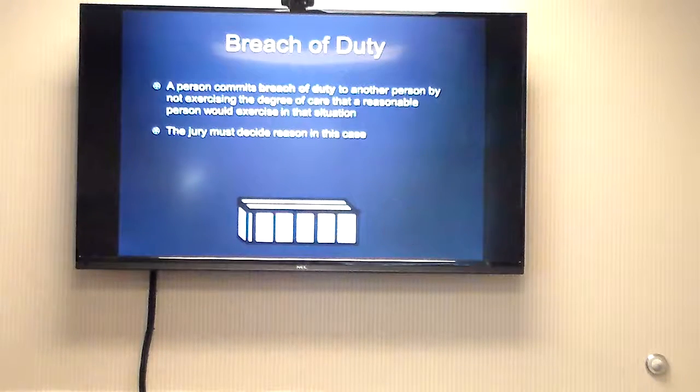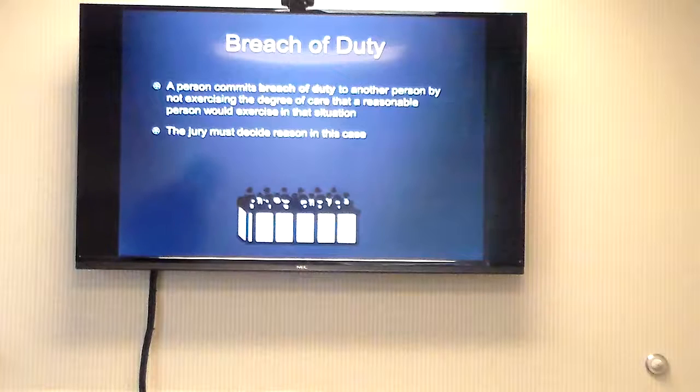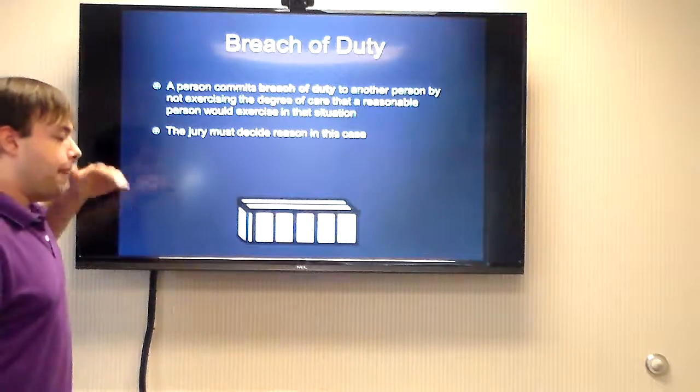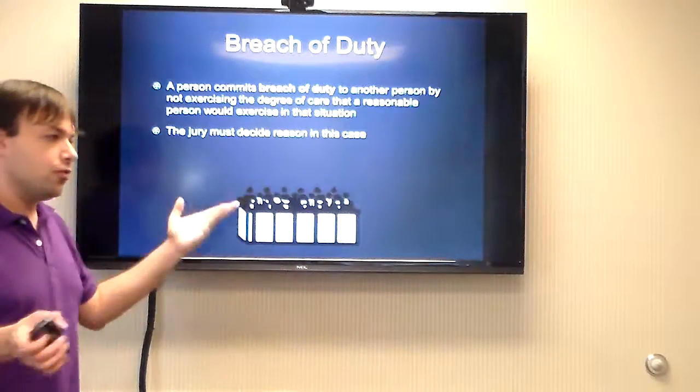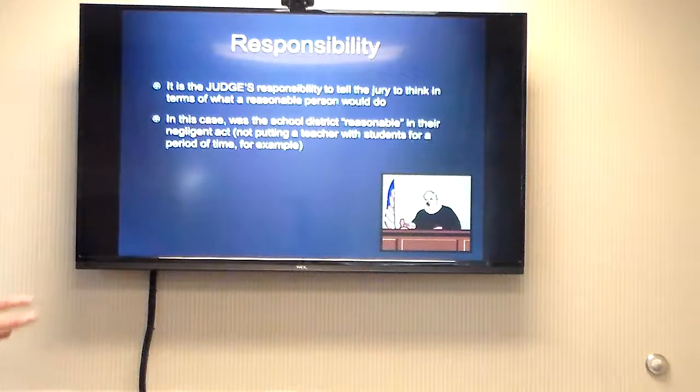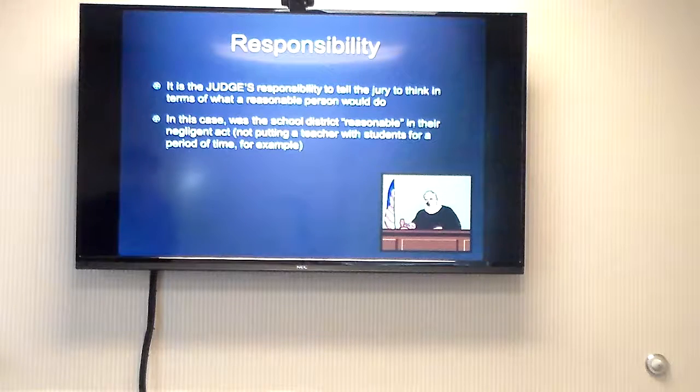So breach of duty. Did they not exercise the degree of care that a reasonable person would exercise in that situation? So then we have this concept in this note of what is reasonable care? What is a reasonable person? And then they have to determine if it was done for other students, kind of a utilitarianism type of approach for it. The judge tells a jury what a reasonable person should do. So the judge has a responsibility to explain this. So was the school district negligent, or were they reasonable in their act?